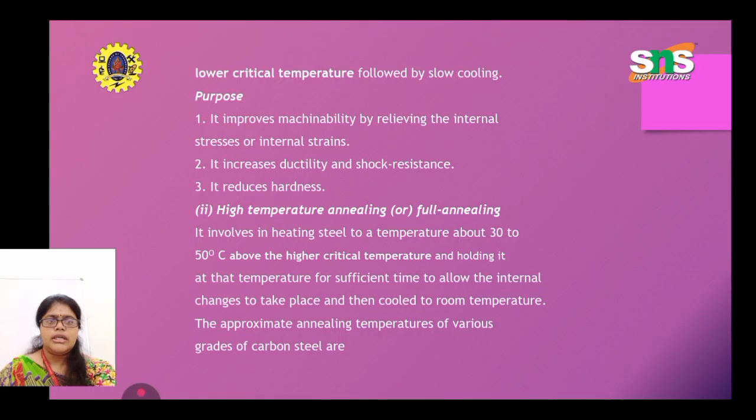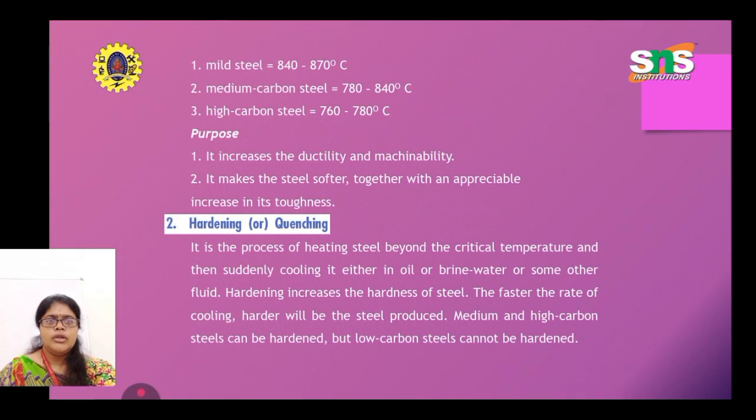High temperature annealing, or full annealing, involves the heating of the steel to a temperature of about 30 to 50 degrees centigrade above the critical value. For mild steel, 840 to 870 degrees centigrade. Medium carbon steel, the temperature is between 780 to 840 degrees centigrade. High carbon steel is from 760 to 780 degrees centigrade. The purpose, we know, is ductility and machinability. It makes steel softer.